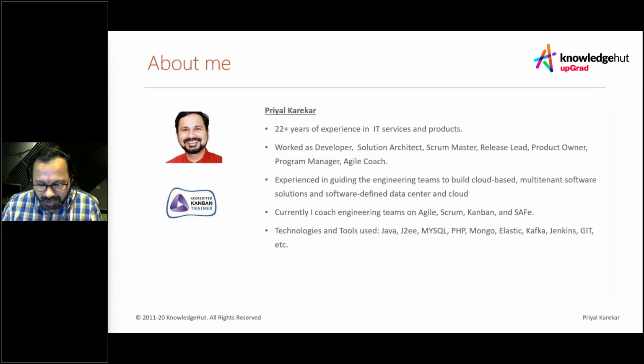So I'm an accredited Kanban trainer as well as a SAFe program consultant. You'll usually find me doing transformation assignments in organizations. Usually what I do is coaching engineering teams on Agile, Scrum, Kanban, SAFe, and DevOps practices. My experience in Agile is about 10 to 12 years. Prior to that, I was technically hands-on. I used to write code, and I used to do technical trainings also.